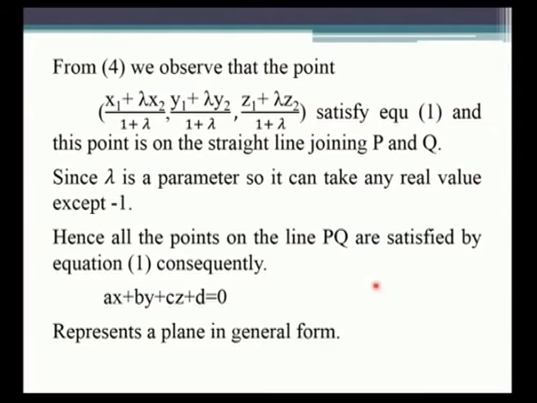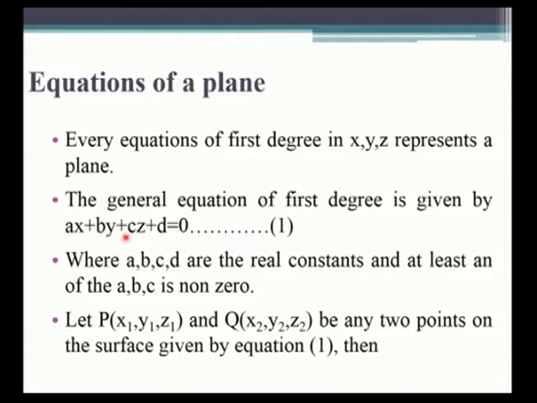From equation 4, we observe that the point ((x1 + λx2)/(1 + λ), (y1 + λy2)/(1 + λ), (z1 + λz2)/(1 + λ)) satisfies equation 1, that is ax + by + cz + d = 0, which is equation 1.